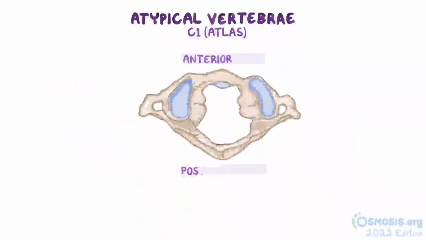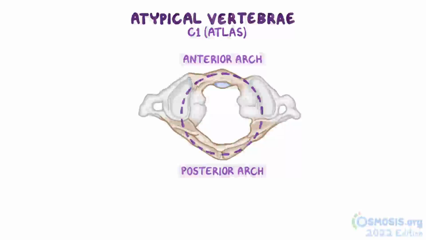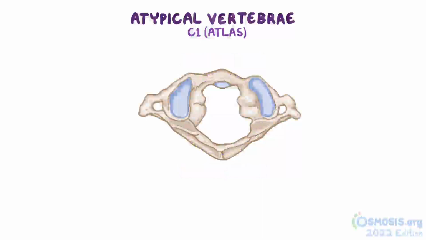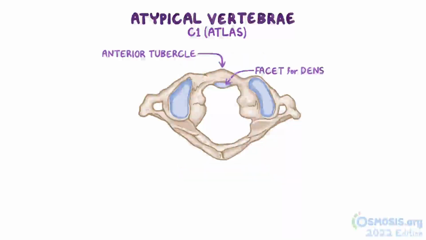The anterior and posterior arches extend between the lateral masses and form a complete ring. The anterior arch has an anterior tubercle and a facet for the dens, and the posterior arch has a posterior tubercle and a groove for the vertebral artery.